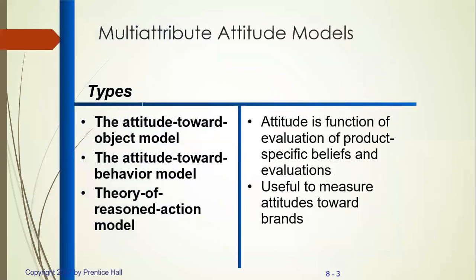If you look at multi-attribute, there are three aspects: the attitude toward object model, the attitude toward behavior model, and the theory of reasoned action model. The attitude toward object model explains that attitude is a function of evaluation of product-specific beliefs. Every consumer has his own beliefs, and he evaluates on the basis of the beliefs he has. It is useful to measure attitude toward brands, where there is an object and he evaluates it on the basis of his beliefs.